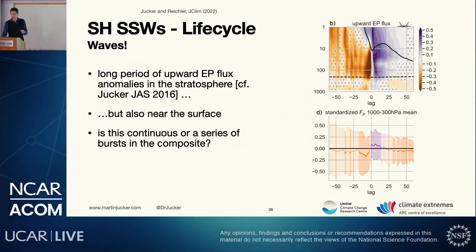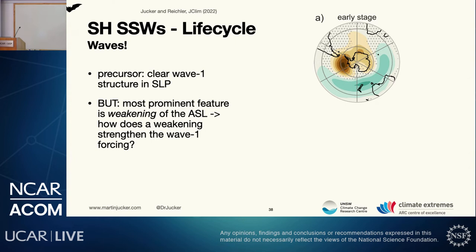I really want to go to this now. Yes, let's discuss this finally. So what is happening? There's a positive sea level pressure anomaly, which looks like a wave one to our eyes, around here. Now, this is the place where the Amundsen sea low lives. And as the word says, it is a climatological low. Now, the anomaly is positive. So that means this precursor is actually the low becoming weaker. So if anything, that should mean that the wave one forcing becomes weaker because the Amundsen sea low becomes weaker. So how can a weaker wave one force the sudden warming?